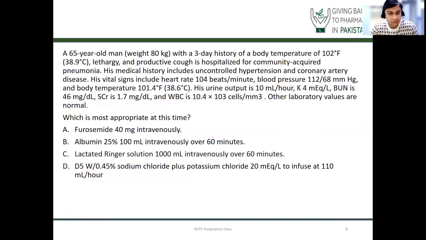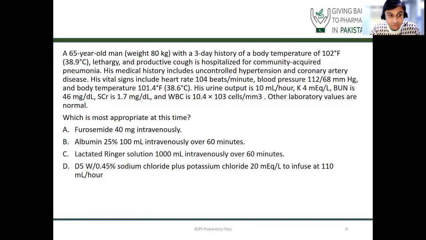Now we have a case. A 65-year-old man who has a 3-day history of body temperature of 102, lethargy and productive cough is hospitalized for community-acquired pneumonia. His medical history includes uncontrolled hypertension and coronary artery disease. His vital signs include a heart rate of 104, blood pressure of 112/68, which is almost normal, body temperature of 101, so the patient is febrile, and his urine output is 10 ml per hour, which is very less.